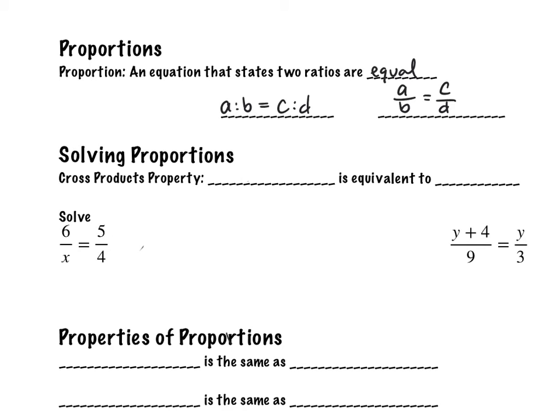So if you remember back from probably middle school, right, we talked about how do we solve this type of equation, right? Is that cross products property? Say that that is the same thing as A times D is equal to B times C, right? We're going to use that kind of idea of cross multiplication.